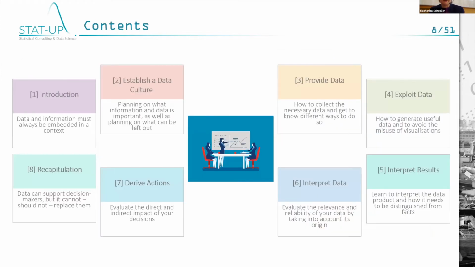In the course content, we start with an introduction. The introduction tries to create the awareness that data and information must always be embedded in a context. The second chapter is on establishing a data culture. That means it needs to be planned which information and which data is important, as well as planning what can be left out.